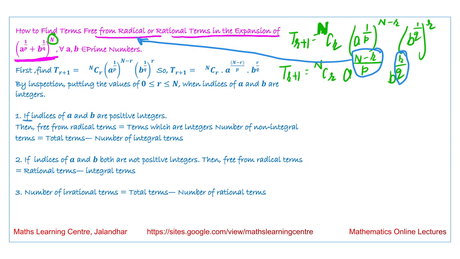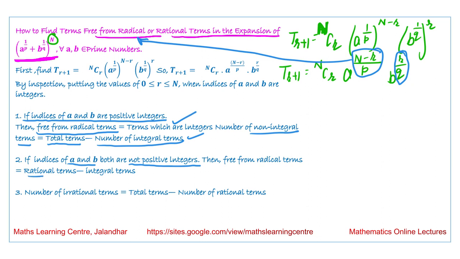First case: if the indices of a and b are positive, then the number of terms free from the radical sign is equal to the number of integral terms. The number of non-integral terms is the total number of terms minus the number of integral terms. Next, if the indices of a and b are both non-positive integers, then the free terms are the rational terms minus the integral terms, and the number of irrational terms is equal to the total number of terms minus the number of rational terms.